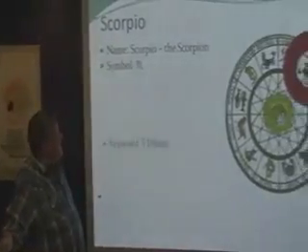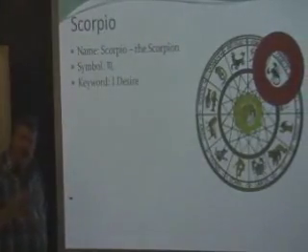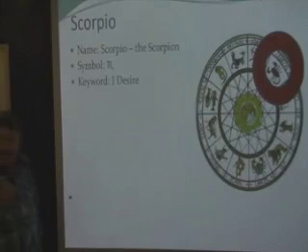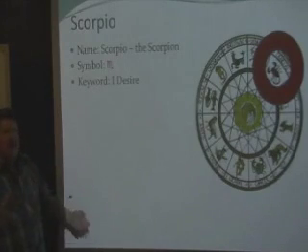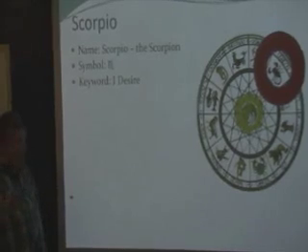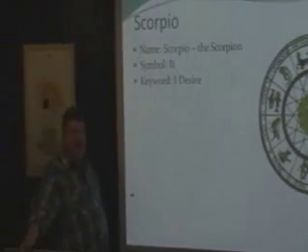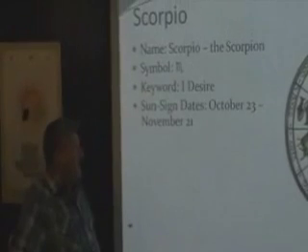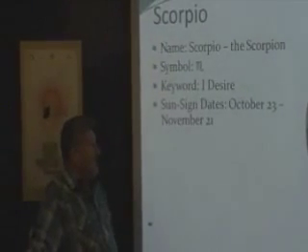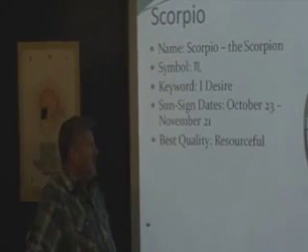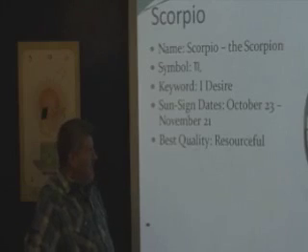Scorpio, the scorpion. It's the closest symbol to Virgo, which Zane said was a sheaf of grain tied up. In this, we can see the sheaf of grain has become untied, so the seed is spilling out. Keyword is I desire. Scorpio is associated with sex. It's October 23rd through November 21st. And the best quality of Scorpio is their resourcefulness.